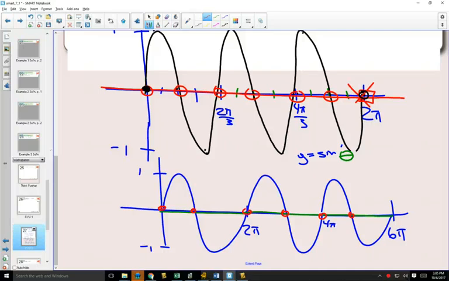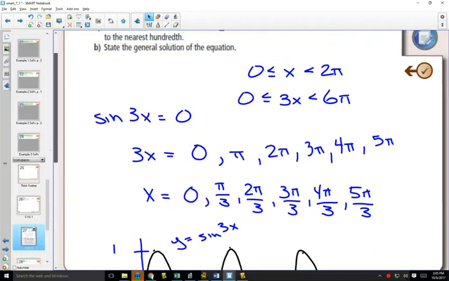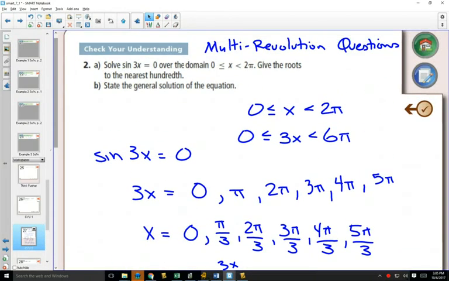Okay? So to recap, what we noticed was if we want to solve for x between 0 and 2 pi, we first solved for 3x, which is what we did. Well, for 3x we'd have to look between 0 and 6 pi. And then when we divide by 3, all of those answers between 0 and 6 pi become answers between 0 and 2 pi.